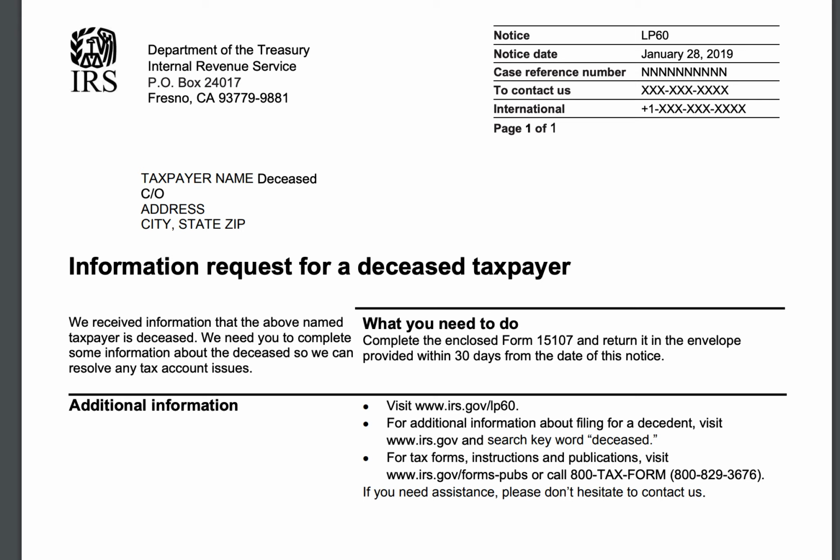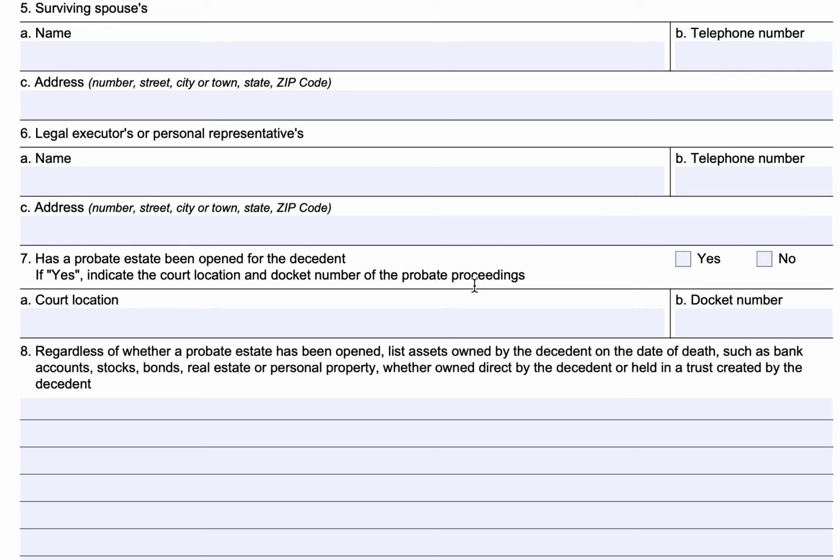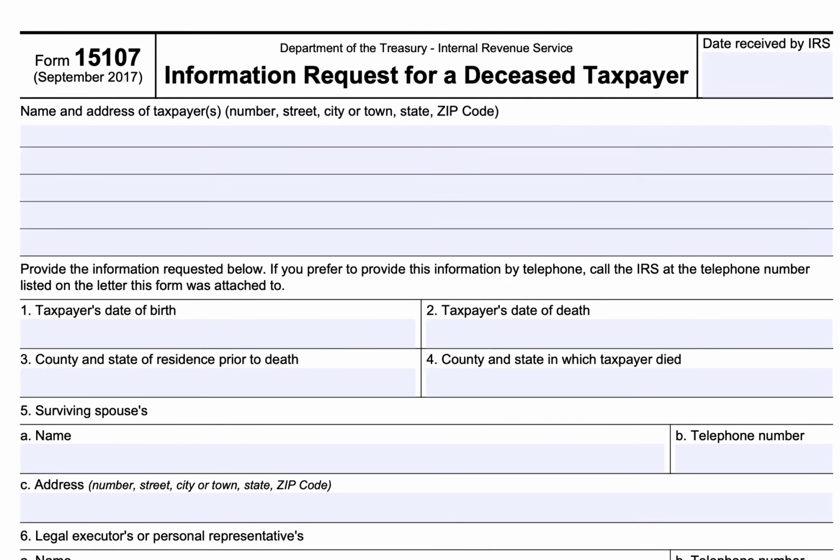However, the IRS official request is that you complete IRS Form 15107, which is the information request for a deceased taxpayer. So we're going to go through this one-page tax form. It's fairly straightforward. At the bottom, just out of the screen, it does have instructions to enclose a copy of the death certificate if available. So let's start at the top of the form. At the top right corner, you'll see date received by IRS. Obviously, you don't need to enter that information.